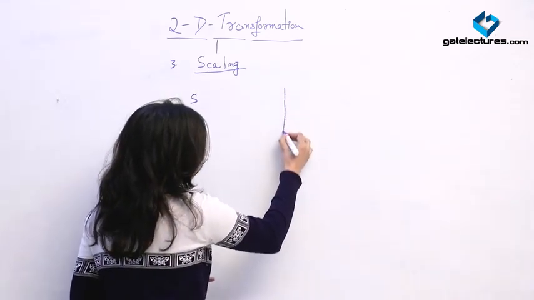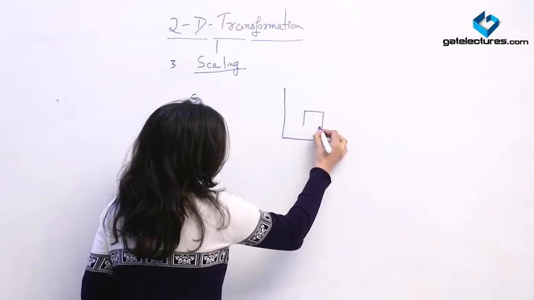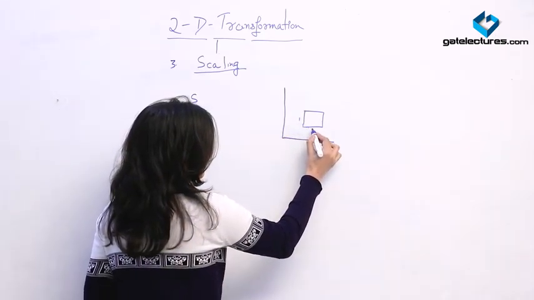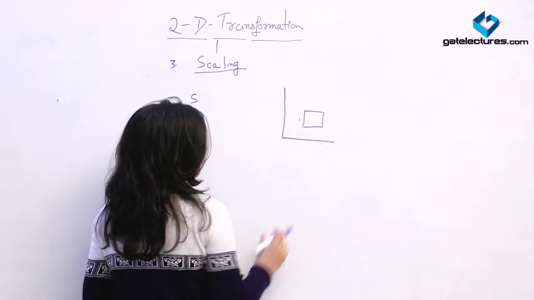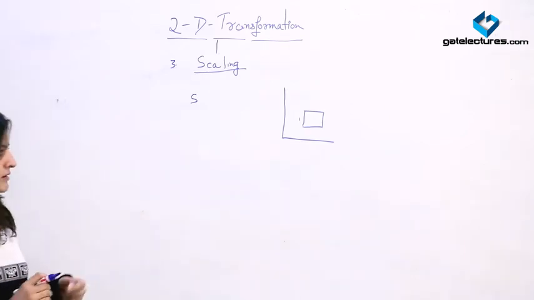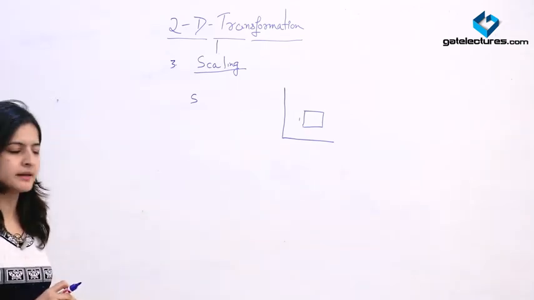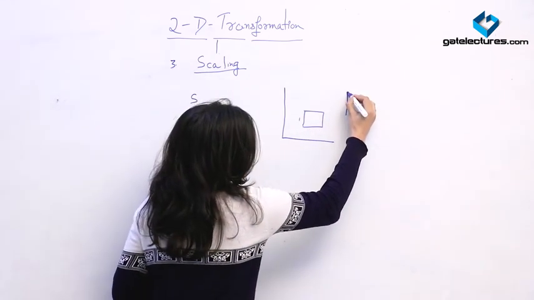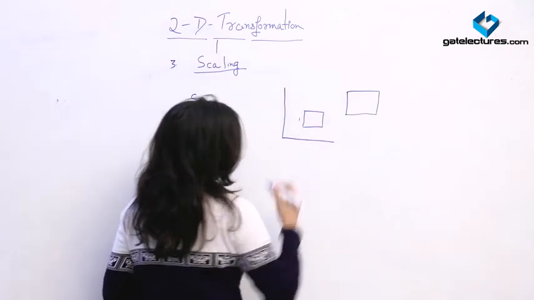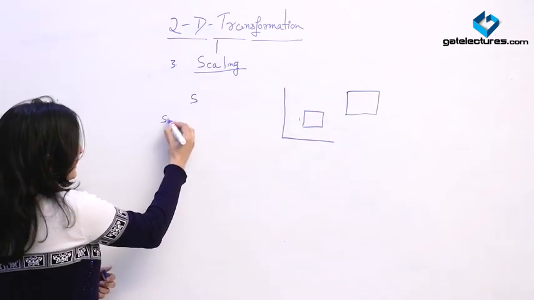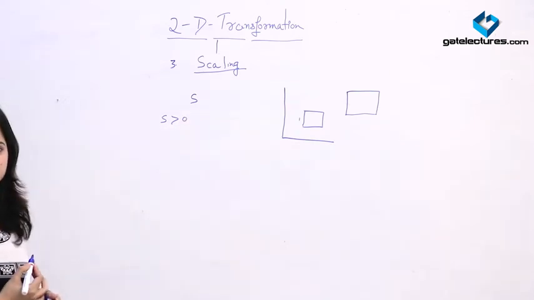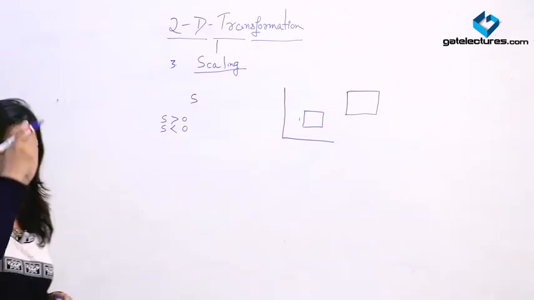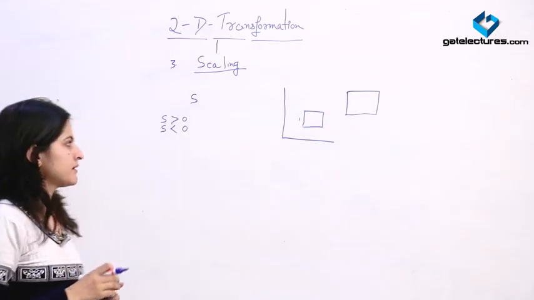Suppose we are having a square in the coordinate system with 1 unit. Now I can scale this square by multiplying with the scaling factor and increase the size of the object. So if the value of s is greater than 1, this means we are increasing the size of the object. If the value of s is less than 1, this means we are decreasing the size of the object.